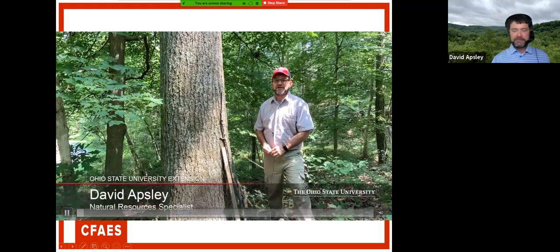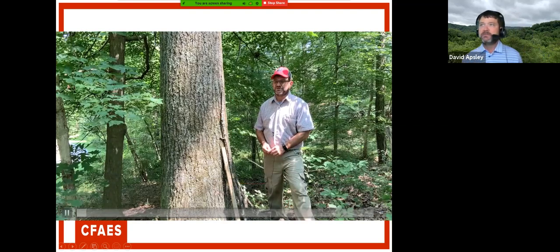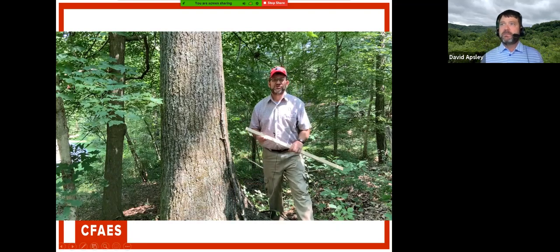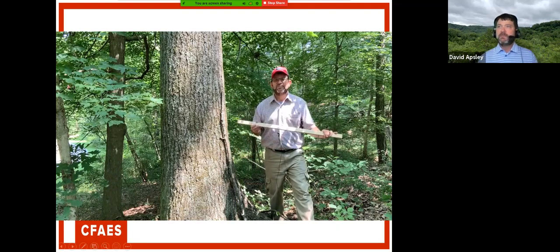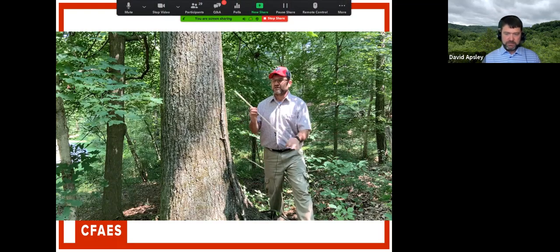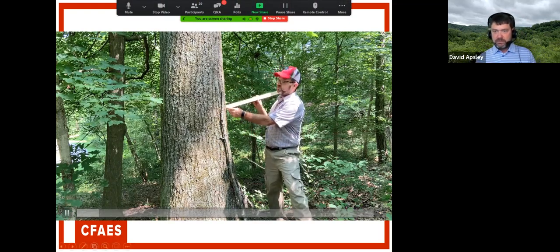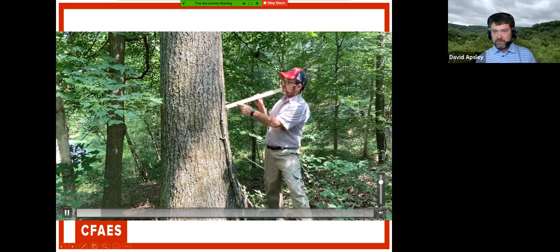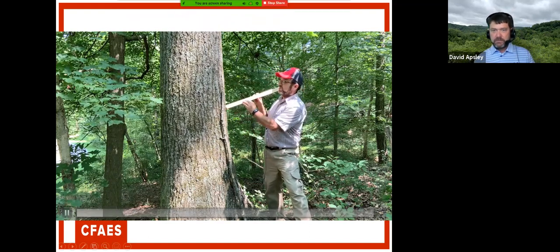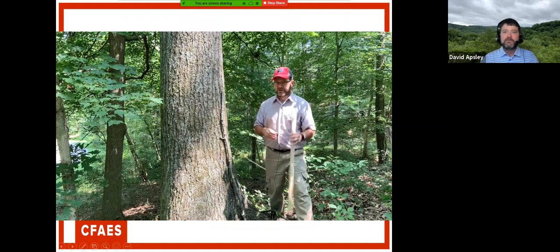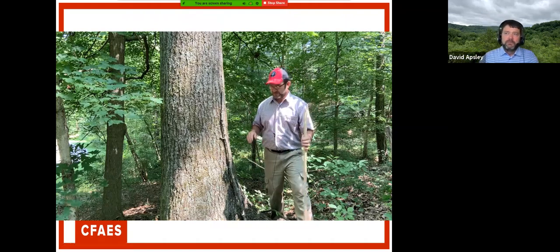Forester and a natural resources specialist for Ohio State University Extension. Today I'd like to do a brief lesson on how to measure a tree diameter with a Biltmore stick. The Biltmore stick or cruiser stick is that scale that has 0 on one end, and then it has graduations, usually at 2-inch intervals along the stick. Many of you have made your own stick, and we'll talk more about that later.